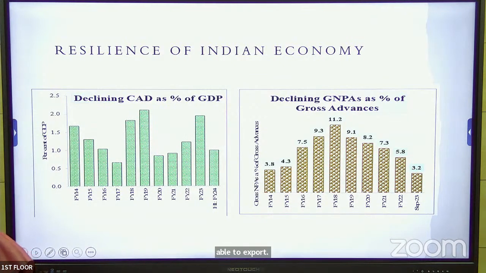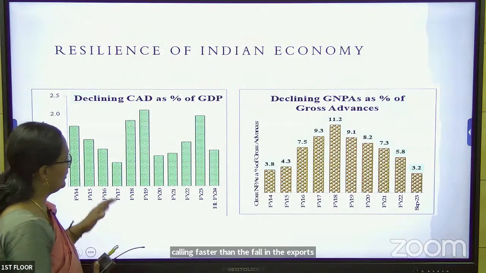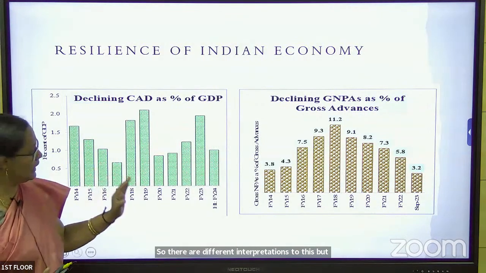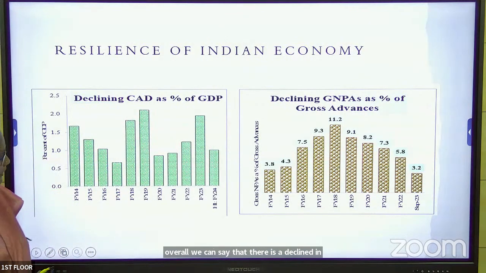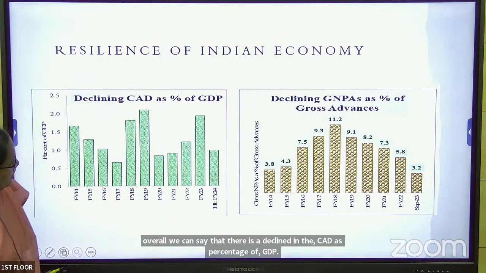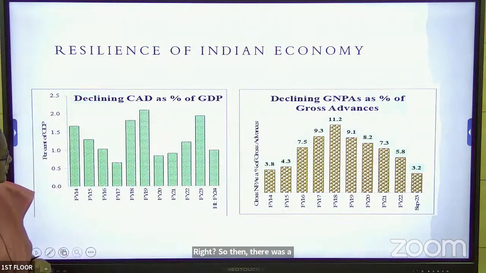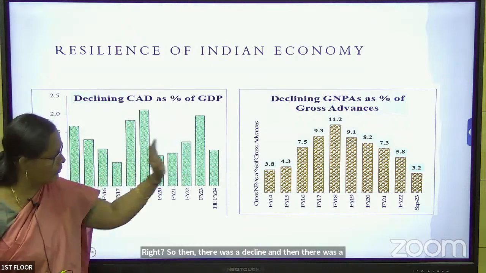Because of the global economic and political situation being grim, we had a decline in the exports also, but still our CAD is sometimes declining because our imports are falling faster than the fall in the exports. So there are different interpretations to this, but overall we can say that there is a decline in the CAD as a percentage of GDP, right? Then there was a decline and then there was a spike again. They expected a decline, but overall it is shrinking.